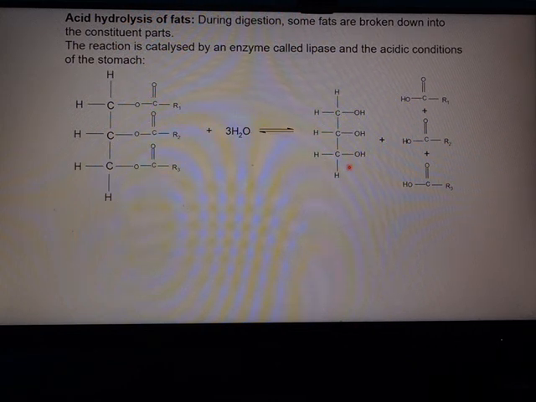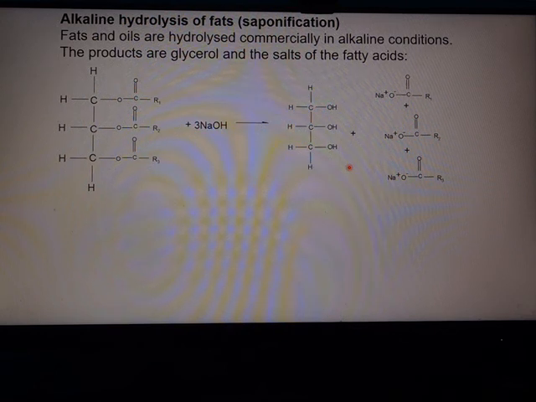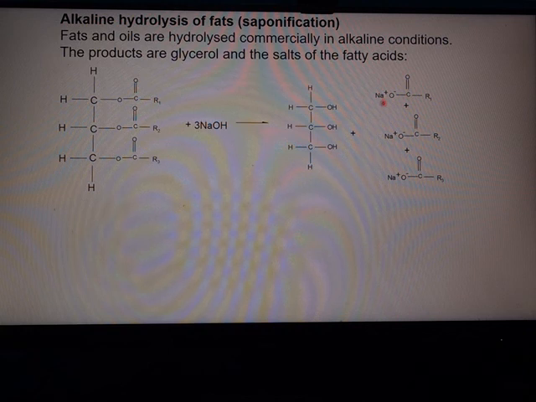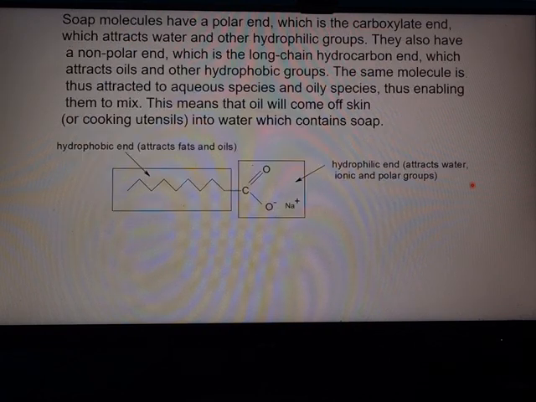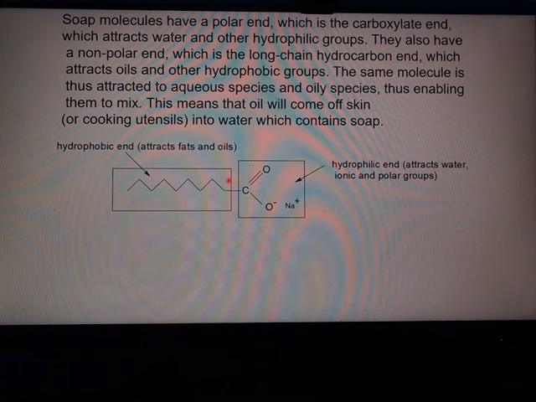Now, if you use sodium hydroxide, then you get the salt, and if it's got a very long chain, then that makes soap. That is soap. And soap used to be part of GCSE until a few years ago, and I thought at the time it was interesting, but they decided to get rid of it.